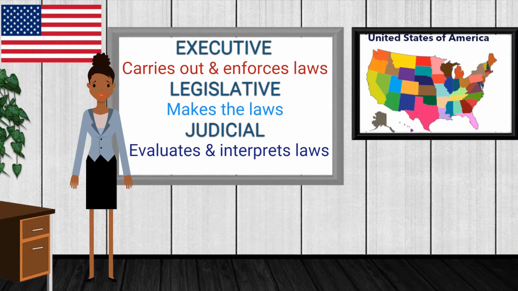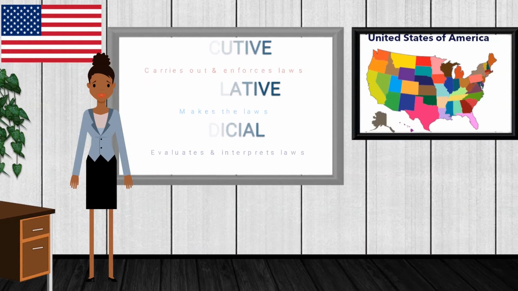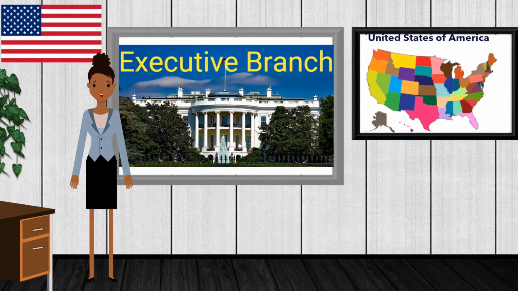We will be looking at each branch of government in more detail, with separate lessons for each branch. In this lesson, we will be talking about the executive branch of government, which is the largest branch of the federal government, with many departments and agencies.